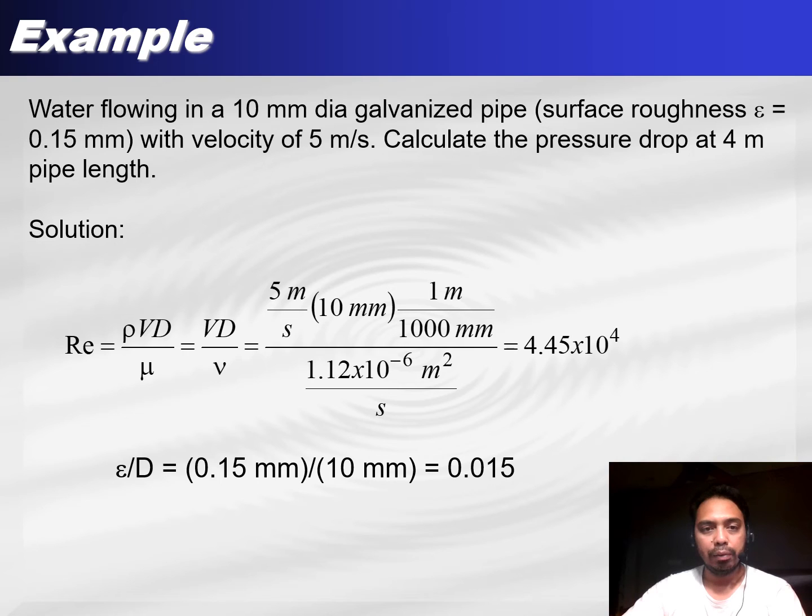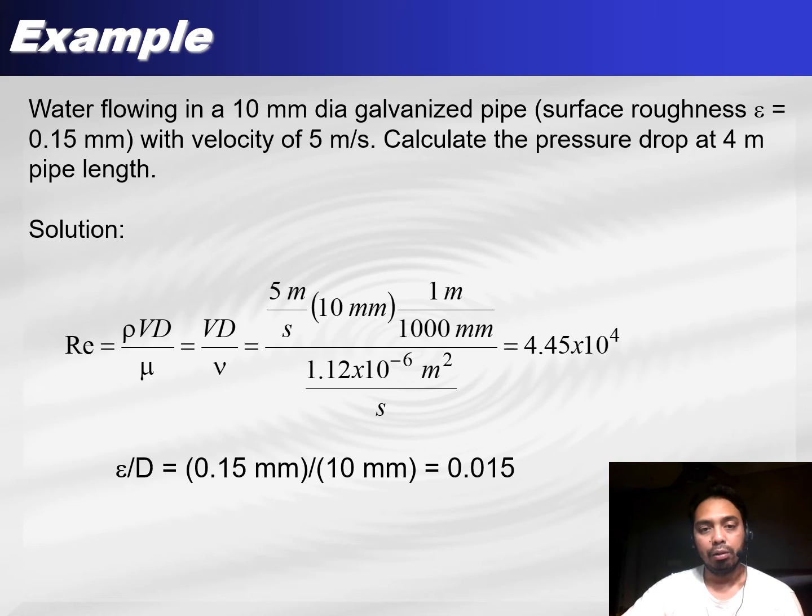So the first step to solve this problem is we need to know what kind of flow regime is inside the pipe. We do that by calculating the Reynolds number using the usual equation: density times the velocity times the diameter divided by the viscosity. Plugging in all the numbers, we have a Reynolds number of 4.45 times 10 to the power of 4, which for flow in a pipe is considered a turbulent flow regime.